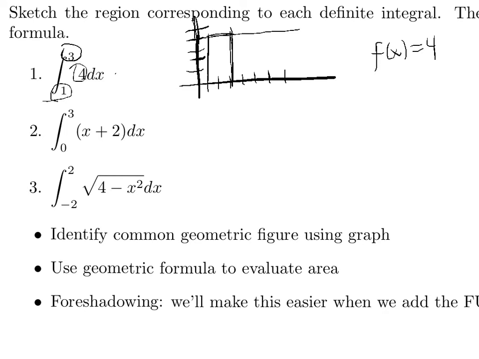So instead of doing that big sum that we just did, all we have to do is find what this area is. 8. 2 times 4. There's your answer, just like that. A lot easier than what we just saw, right? Okay. What about this next one? x plus 2. What does that look like?